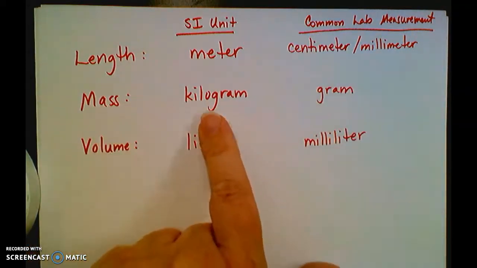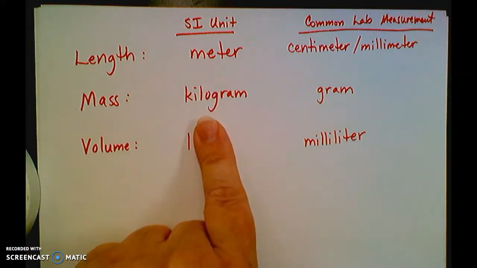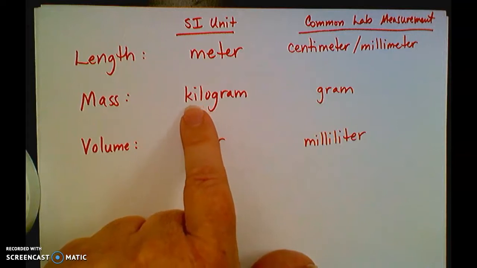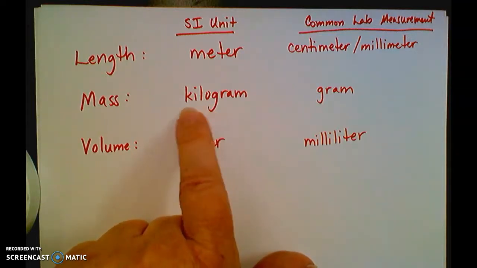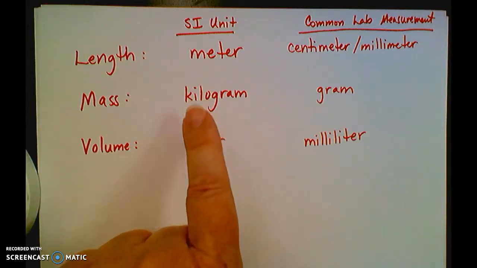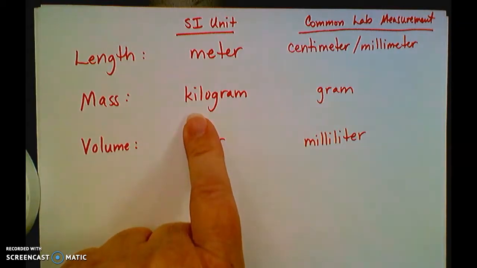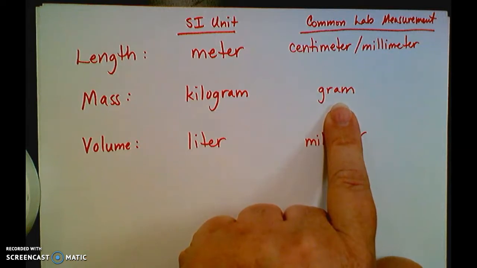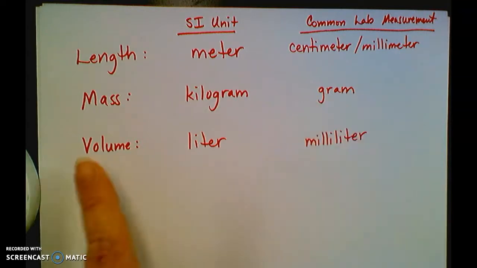For mass, the standard unit actually is the kilogram, and that's a little unusual because this word already has a prefix on it. We're going to talk about those prefixes a little bit. And a kilogram is about 2.5 pounds. That's a rough estimate. So in lab, we usually don't use amounts that are that large, so we're probably going to be using grams most of the time.